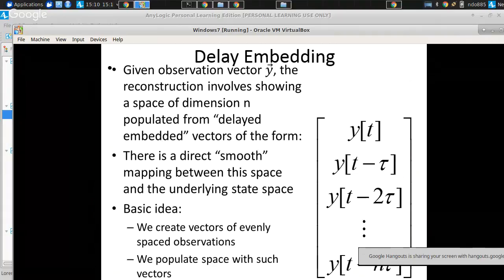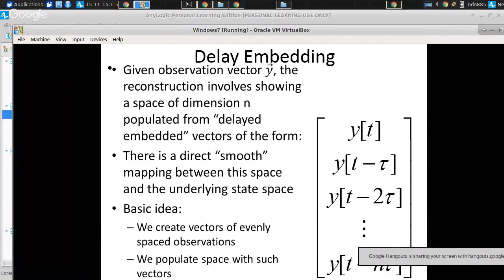And what that means is, let's suppose that E or N, the dimension we're reconstructing, is 3. We're going to have N equals 3 here. We're going to pull out successive values into this. So let's suppose I focus on time 2. I'm going to have y of 2, and then I would have y of what? This is tau equal 1. So what is this next one going to be? Y of 1. Y of 2 minus 1, which is 1. And then y of what? 0, right? 2 minus 2 times 1, or 2 minus 2, or 0. So this would be one of the points in the reconstructed state space.